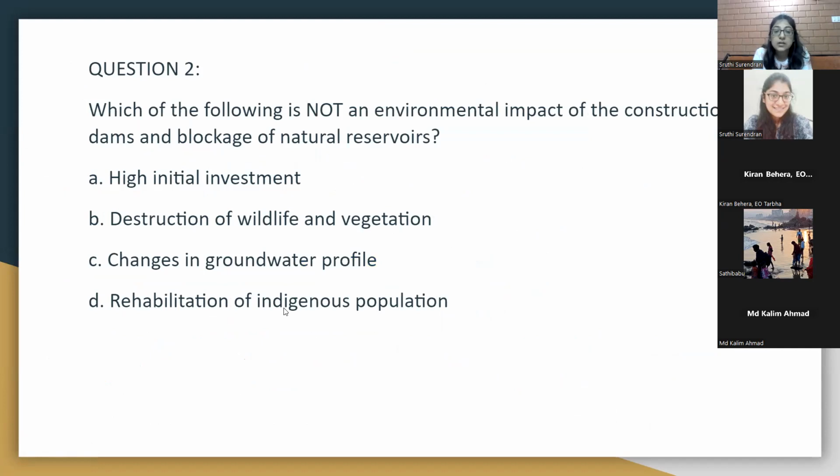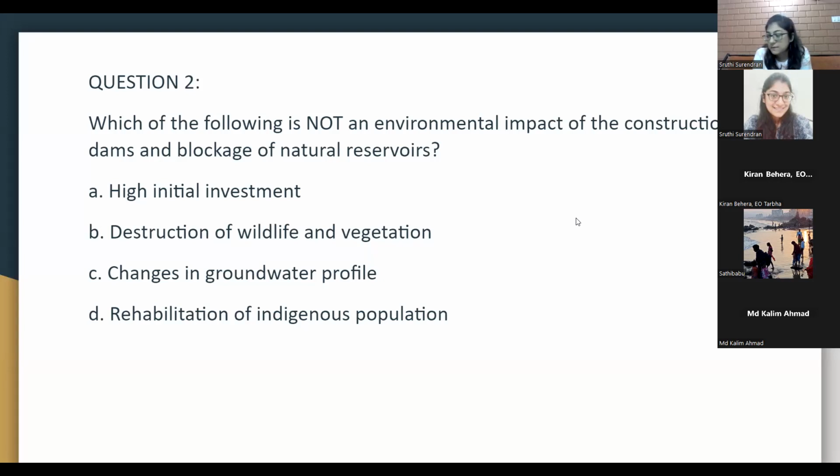Which of the following is not an environmental impact of the construction of dams and blockage of natural reservoir? Is it high initial investment, destruction of wildlife and vegetation, changes in groundwater profile, rehabilitation of indigenous population? Which is not an environmental impact? This seems like a pretty generic type of question. I mean, we can see from the option itself.